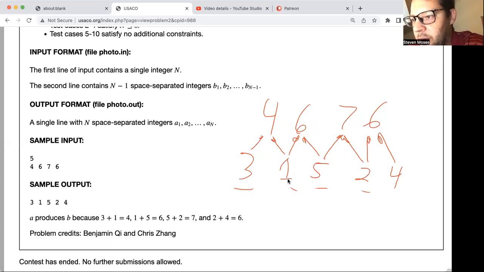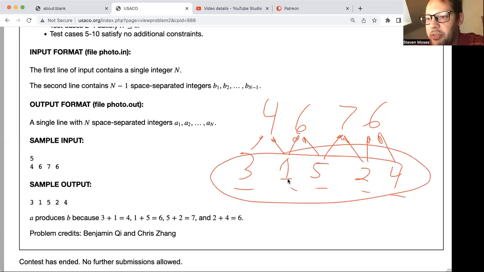3, 1, 5, 2, and 4. Those are all unique, which means that we've solved our problem. And that's the answer here.